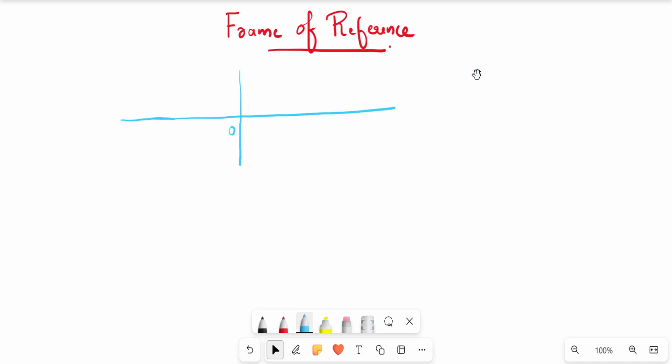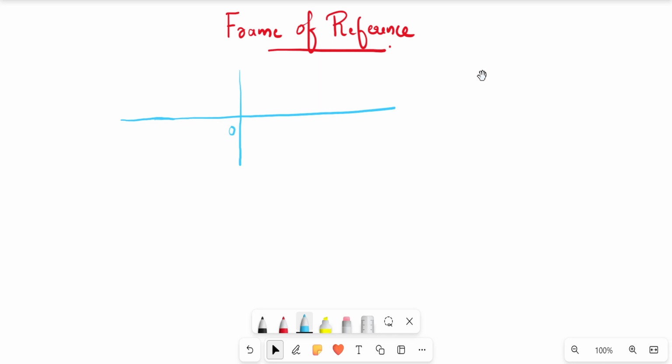So my next point is the frame of reference. For studying distance and displacement, we need to study the frame of reference, and the origin is very, very important. Only then can we explain the position change, the path covered and all. So what is this frame of reference and origin in the case of motion in a straight line?